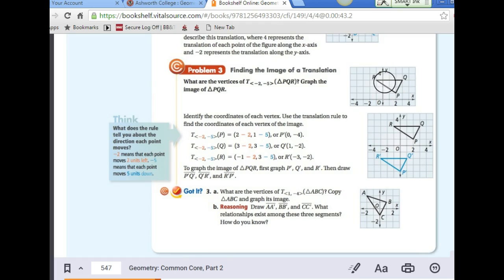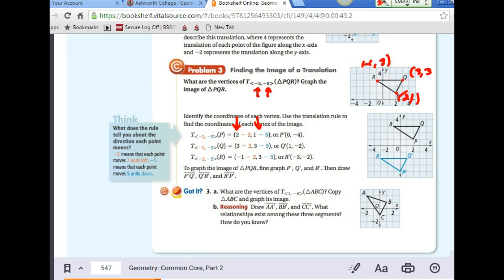So we're going to look at this right here. What you would do is get the vertices, those 3 vertices right there. This one happens to be (2, 1). This one happens to be (3, 3). And the last one happens to be (-1, 3). Once you do that, we're going to take these points and subtract 2 from each of your x values and subtract 5 from each of your y values, which is what they've done here.